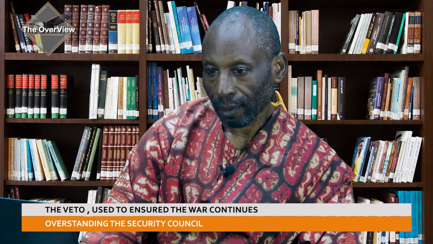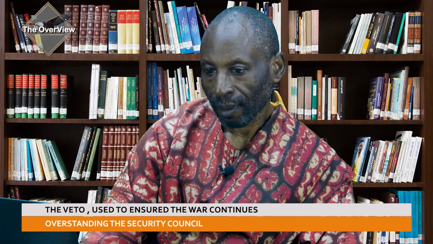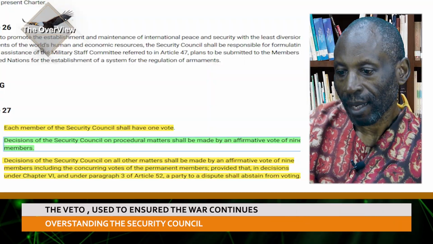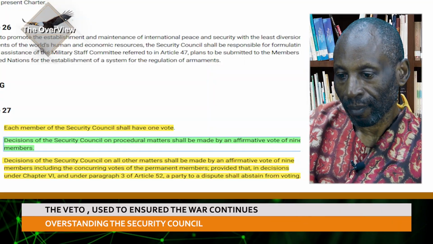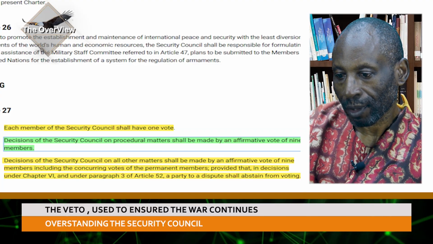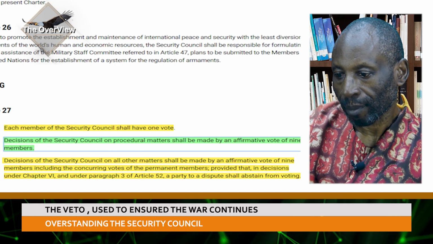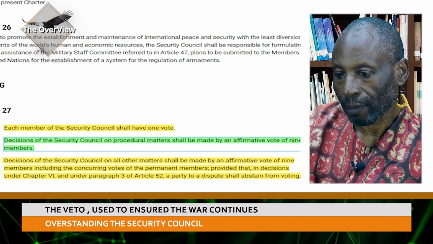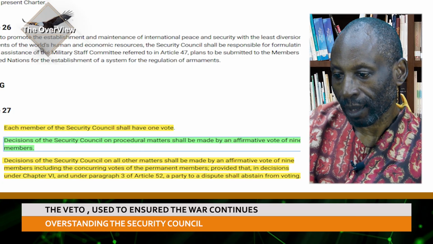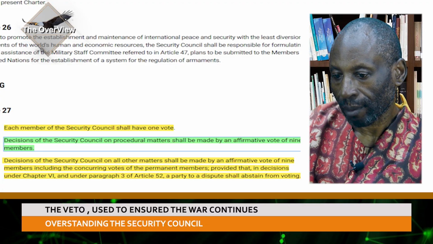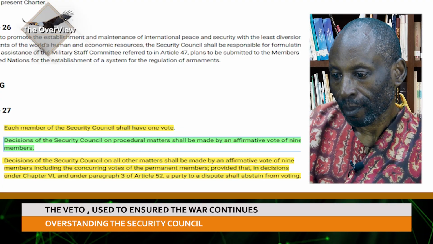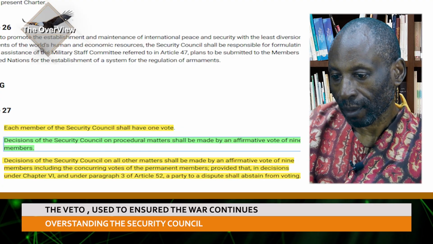And these are Article 26 and 27. This is explaining the voting system of the Security Council. Each member of the Security Council shall have one vote. Decisions of the Security Council on procedural matters shall be made by an affirmative vote of 9 members. Decisions of the Security Council in all other matters shall be made by an affirmative vote of 9 members, including the concurring permanent 5, provided in decisions under Chapter 6.